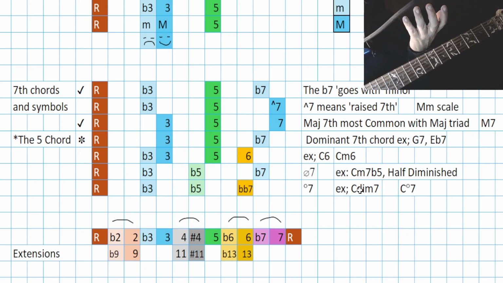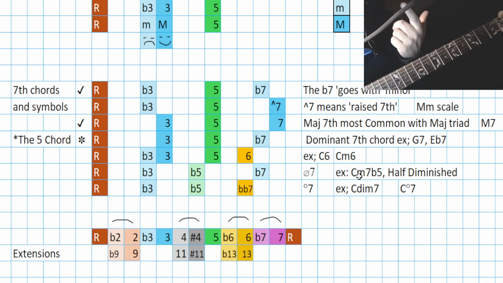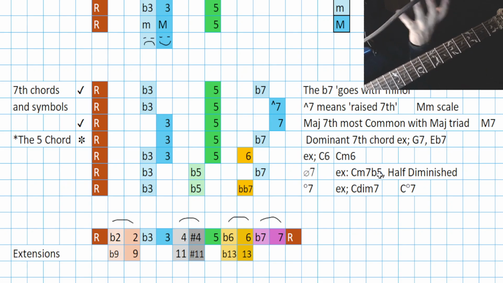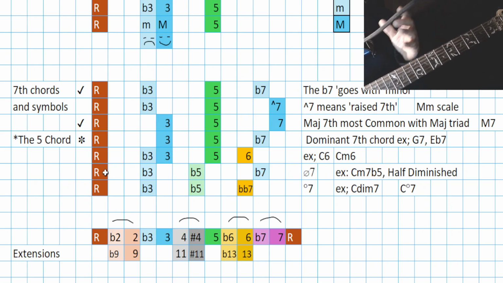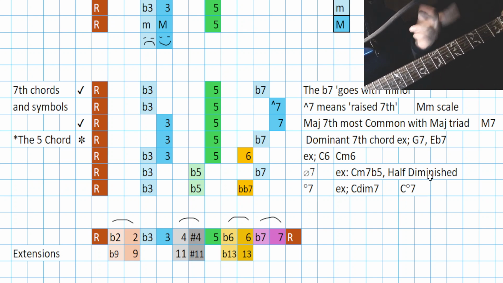It's got a flat 3rd, so it would be minor. It's got the 7 in it, so there's our 7. But we're telling people it's also a flat 5. A C minor 7 flat 5 is the interval way to tell someone about this chord. But the shorthand way is to say, well, that's half diminished.